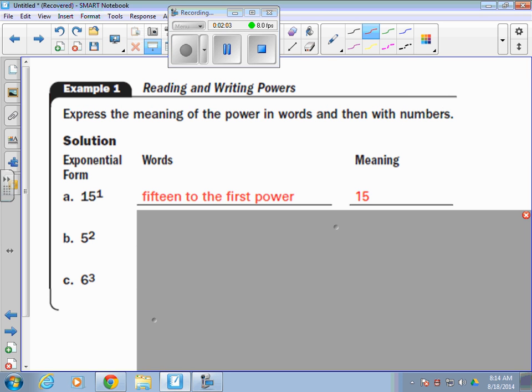Here's example number 1: reading and writing powers. It says express the meaning of the power in words and then with numbers. So the first one says 15 with an exponent of 1. So you read that just like that: 15 to the first power. If you don't have that written down, copy it down now. 15 to the first power. The meaning means 15 times itself only one time, so the meaning is simply 15.